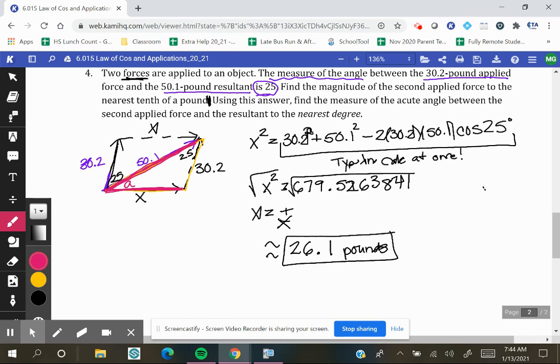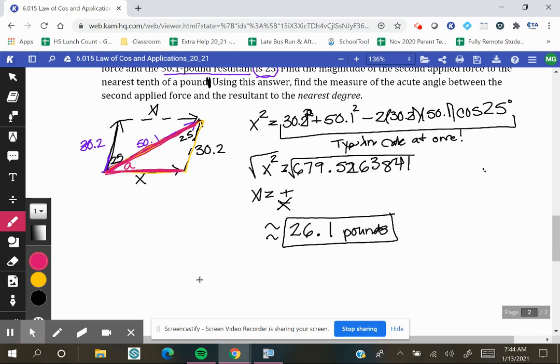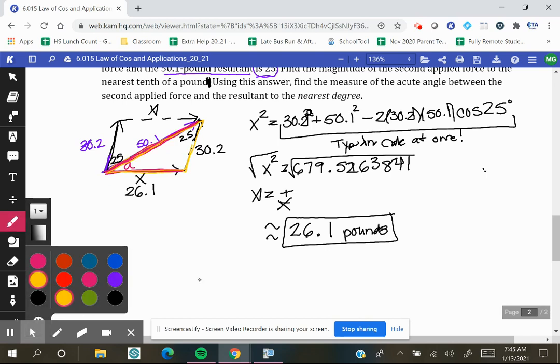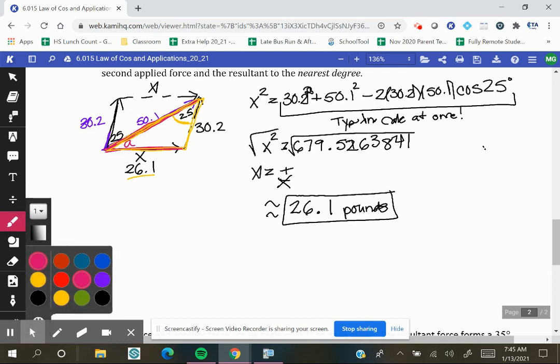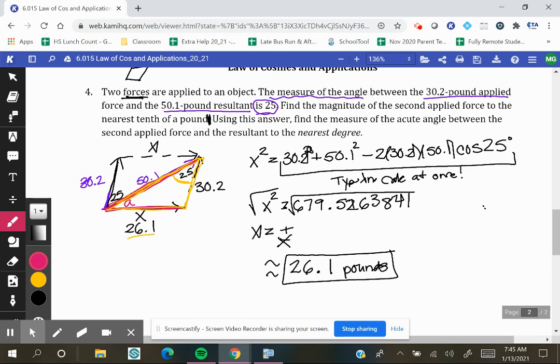So I'm looking for angle A, but I can use this, now that I have this side right here is 26.1, I can use that to find A. To do that, now I'm looking at that yellow triangle again. I do have a side across from a given angle now. I have angle 25 across from side 26.1. So now for part B here, I can use law of sines. We'll call this part B.